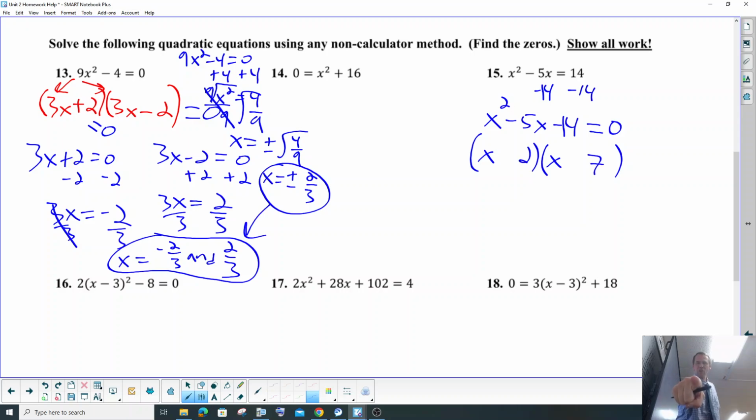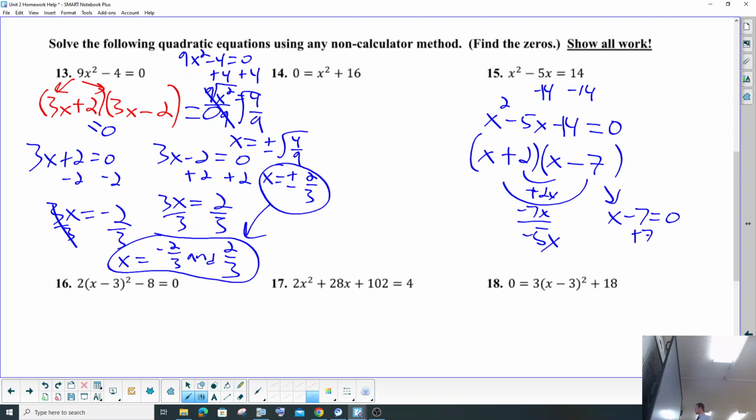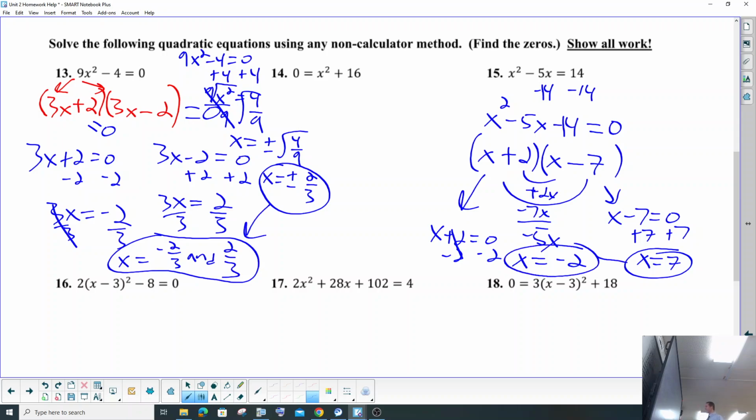So, pause me, try this on your own, remember? Pause me. The middle term goes with the bigger number. So negative 7 and positive 2. So negative 7x and positive 2x. When you add those together, you get negative 5x. Wayo! So now we set each of these equal to 0. So x minus 7 equals 0. Add 7 to the other side. And set x plus 2 equal to 0. Minus 2 to the other side. So we get 2 x-intercepts there.